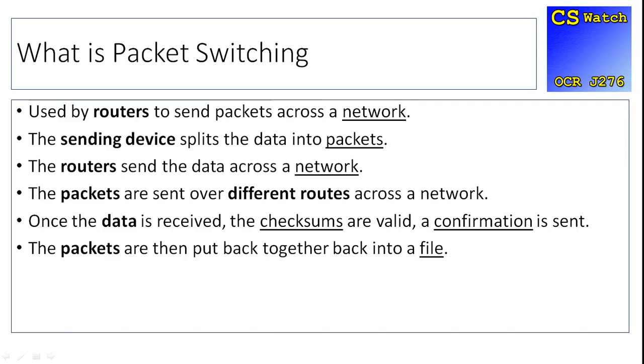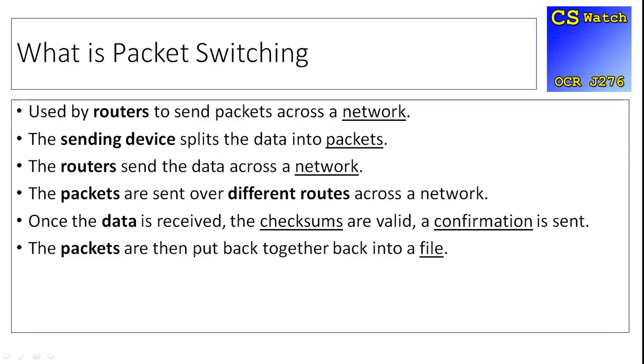Packet switching is used by routers to send packets across a network. The sending device splits the data first of all into packets. So if I'm going to send an email with an attachment of me taking a picture of a sunset, that picture is going to get split into packets. I'm going to be splitting that up on my phone into packets.